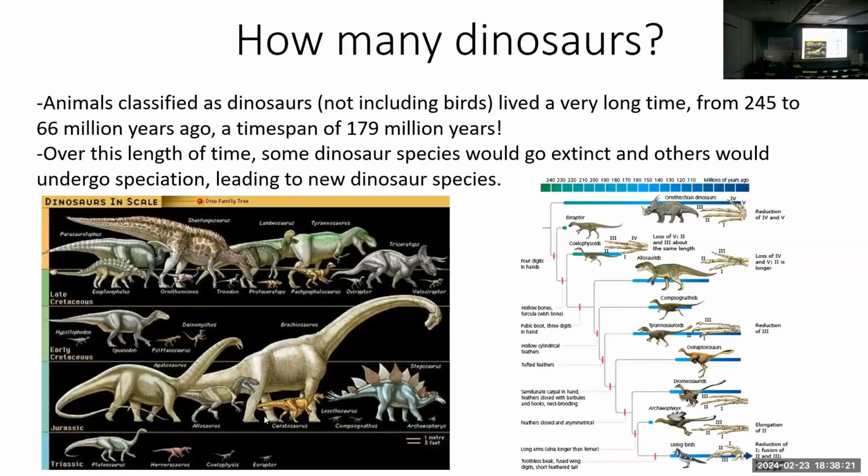So over that more than 100 million years, some dinosaurs would go extinct, and other species would diversify, kind of like what Lena was talking about. They would diverge and become new species. So the dinosaurs of the Triassic are different from the dinosaurs of the Jurassic, and those are different from the Cretaceous. This is just showing a little family tree of some dinosaurs closely related to birds. You can see splits that happen over the span of this more than 100 million years.